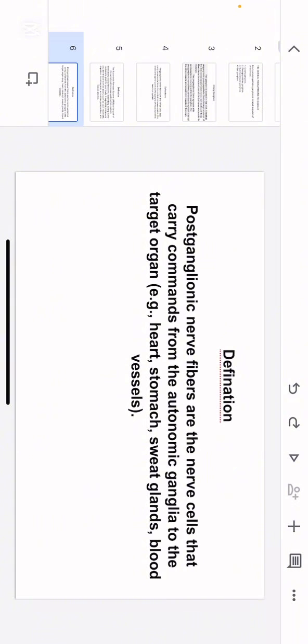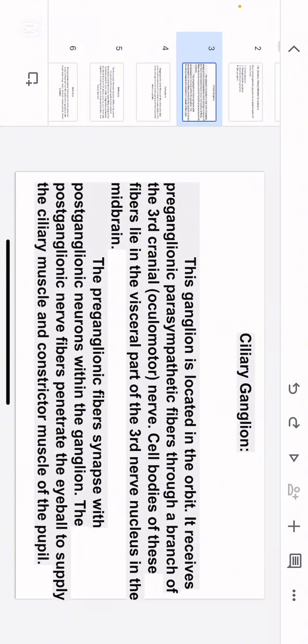So preganglionic nerve fibers give signal to the autonomic nervous system, and from the autonomic nervous system the signal goes to the postganglionic nerve fibers. So what are postganglionic nerve fibers? Postganglionic nerve fibers are the nerve cells that carry command from the autonomic ganglia to the target organ like heart, stomach, sweat glands, blood vessels. So as you understand, preganglionic fibers give signals to the autonomic nervous system, and the autonomic nervous system gives signal to the postganglionic nerve fibers.